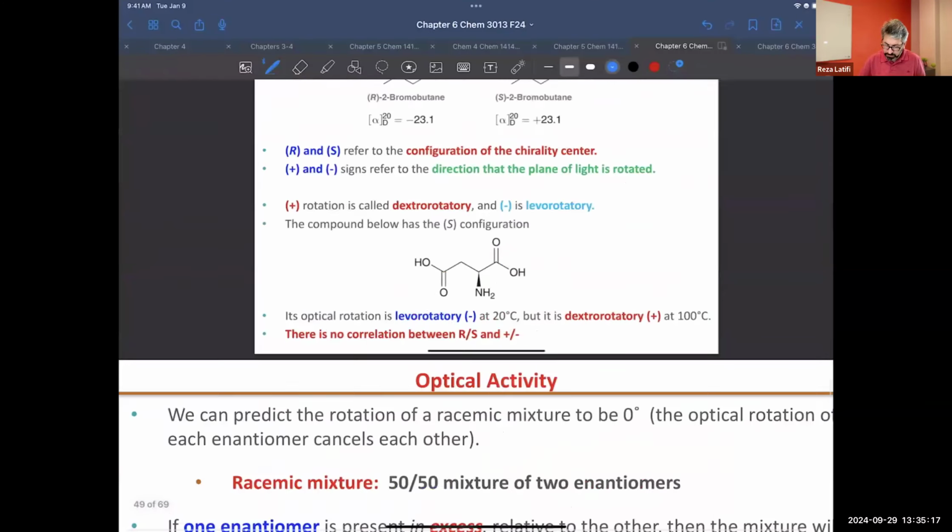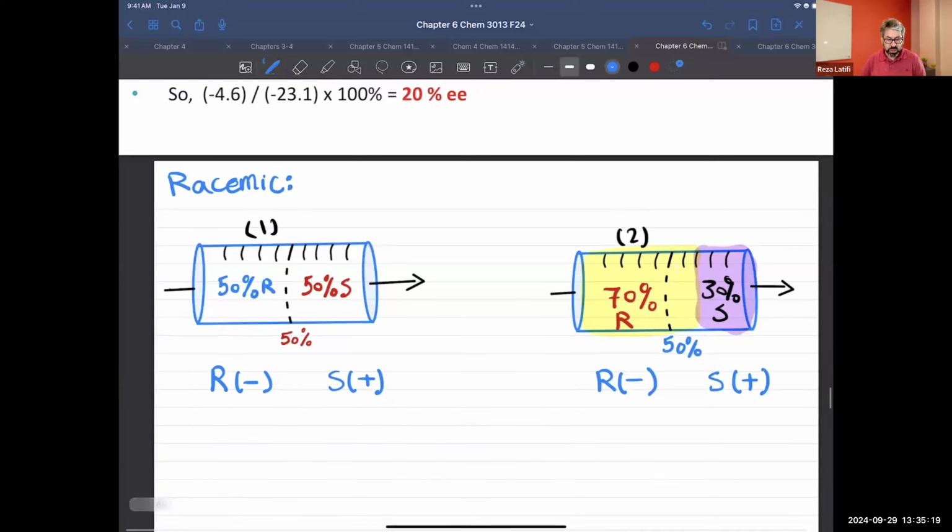And I believe we have a good number of questions. I'm going to practice some questions for you, and I will show you how to calculate the enantiomeric excess for each enantiomer. So if we are dealing with a racemic mixture, because we have R and S, we have 50-50% of each, they will cancel each other, and alpha, the observed one, will be 0.